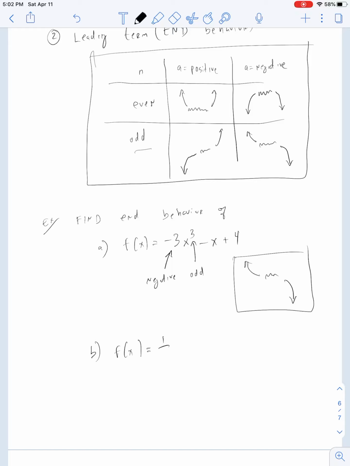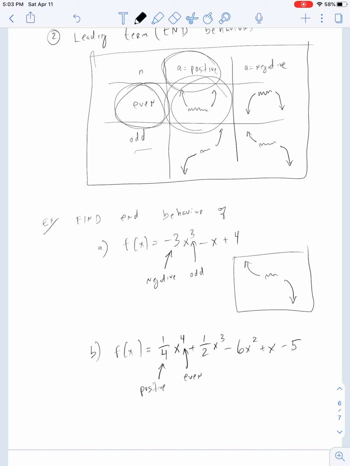Example B. f of x equals 1 over 4 x to the 4th plus 1 over 2 x to the 3rd minus 6x squared plus x minus 5. This is even, this is positive. So take a look at the table. Even, positive, it's going to look something like this. So the end of our graph will be like that, the end of our graph will be like that. We don't know what's going to happen in the middle.